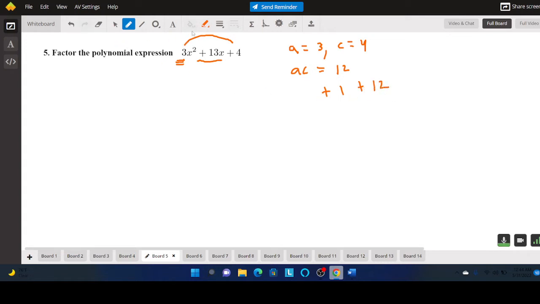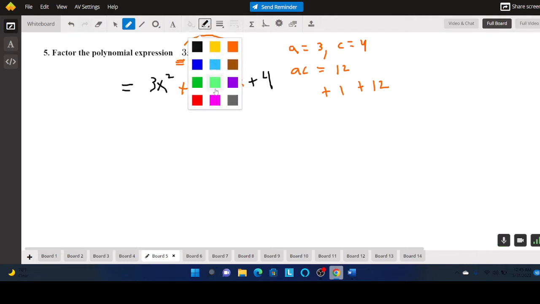So we're going to break up the middle of this polynomial function into positive 1x plus 12x. Refresher on the AC method: bringing down the first term, 3x squared, bringing down the last term, plus 4. So the rewritten polynomial expression now has 4 terms.